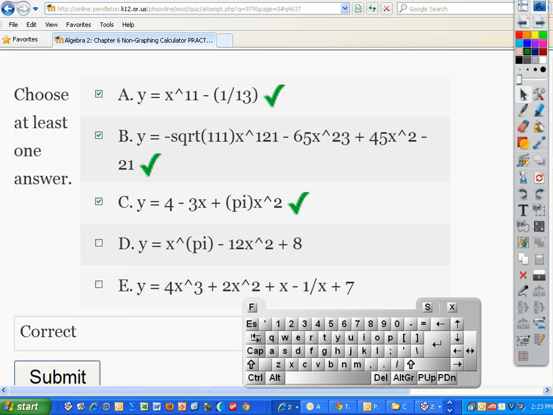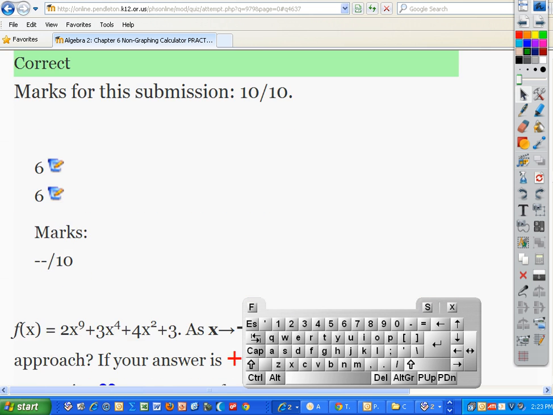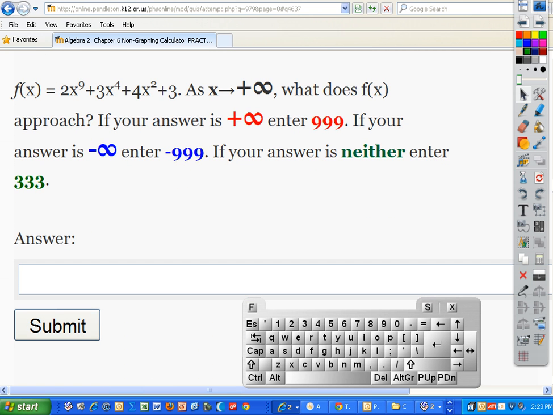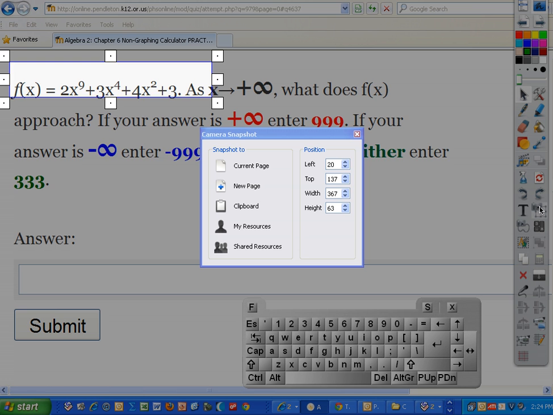999. Okay. Okay, a lot of questions on these. These are very, very simple, but we haven't done it in a while, so I want to review this. A lot of questions on it.